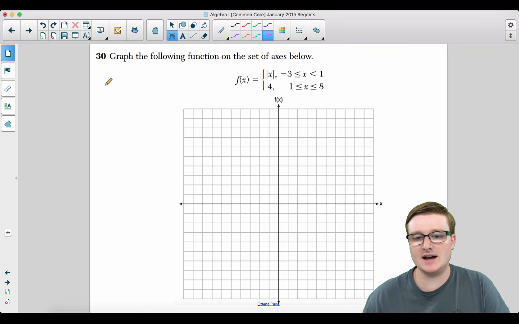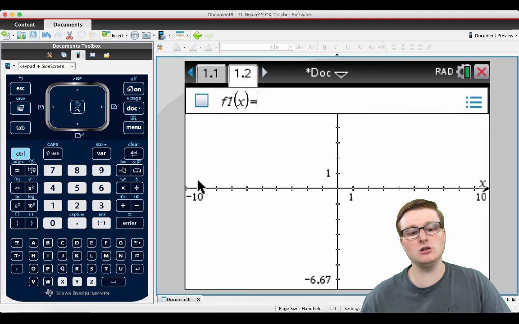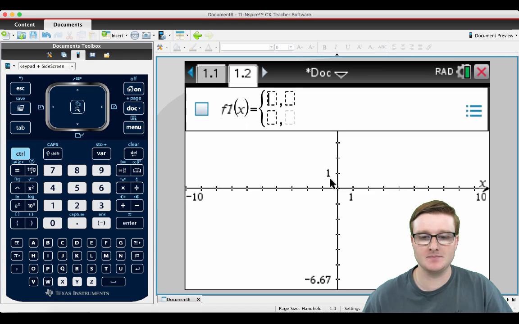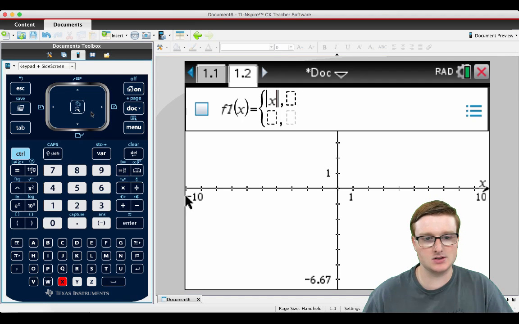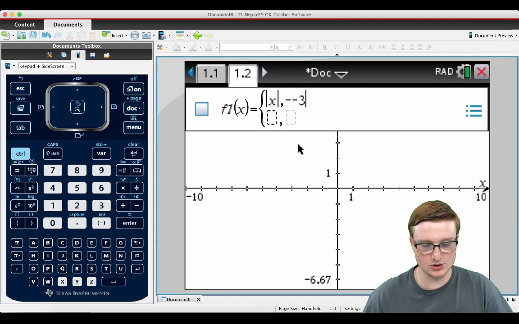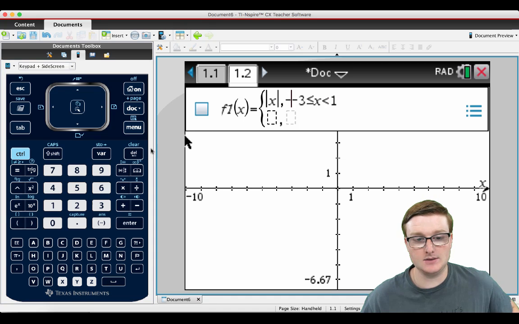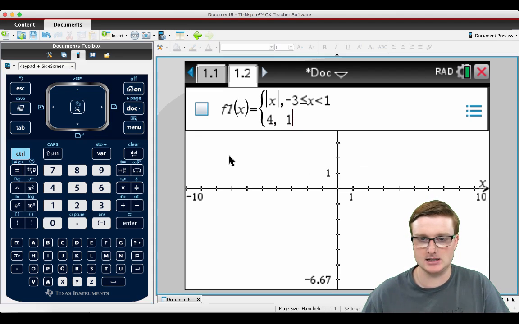Graph the following function on the set of axes below. First and foremost, I am going to go right to my graphing calculator and graph it. Go to your graph, go to your little button next to your catalog, and click on the one with the 4 windows. That is your piecewise function. Now I'm going to click the absolute value of x, and then type in negative 3, less than or equal to x, which is less than 1. Those two negatives should not be there. Then I'm going to graph the number 4, and then graph from 1 to 8.